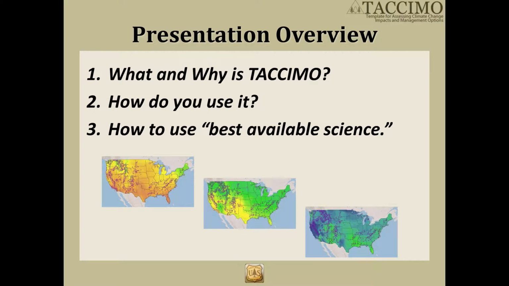What I'm going to talk about today is sort of twofold. I'm going to give you an overview of what the template for assessing climate change impacts and management options is, and maybe more importantly, why it is. I'll also show you how to use it. I'll give you a demo of the website and some techniques for getting the most out of it quickly. And lastly, I'll step through how to use best available science in a structured way that helps ensure the integrity of the information and the application to which you're applying it.